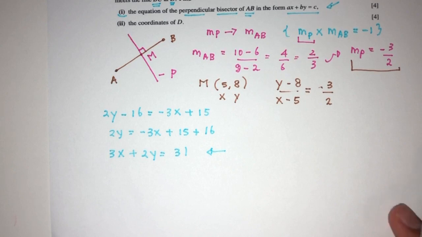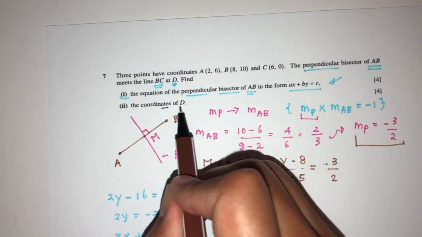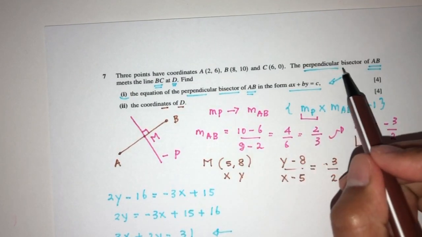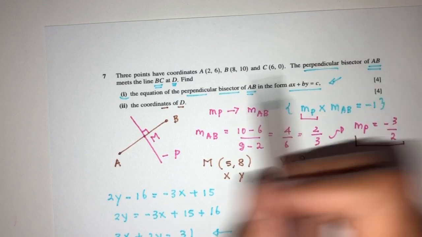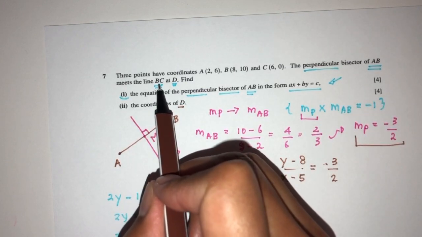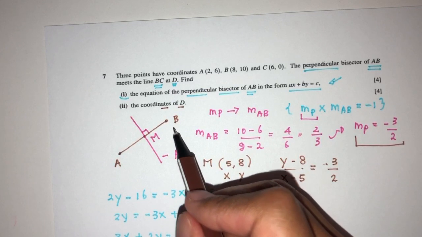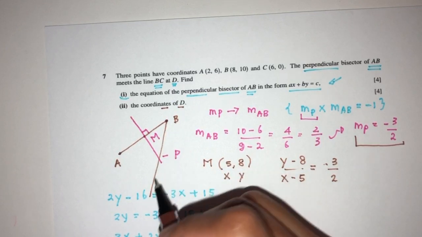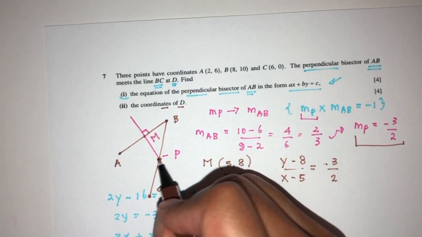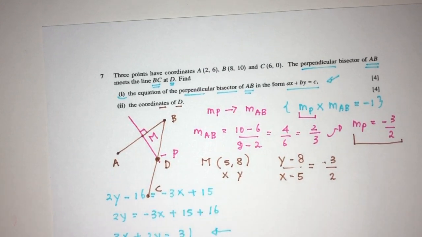The question. So now we have to find the value of the point D. Now what is a point D? It says the bisector of AB meets the line BC at D. So it meets another line BC. Since BC, they meet at the point D. So we have to find this point of intersection.